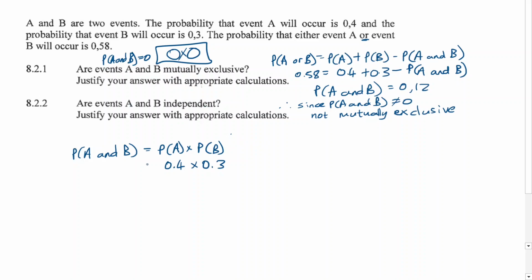Are they independent though? So the probability of A times B, this answer is 0.12, and the answer that we got for the probability of A and B earlier, let's just call this the left-hand side, was also 0.12. So I'm going to call this the right-hand side. And so because they are the same, the formula does work. Therefore, because the left-hand side equals the right-hand side, A and B are independent.